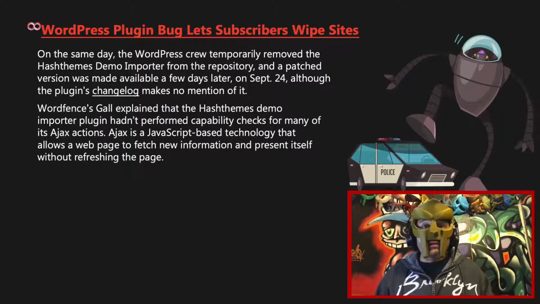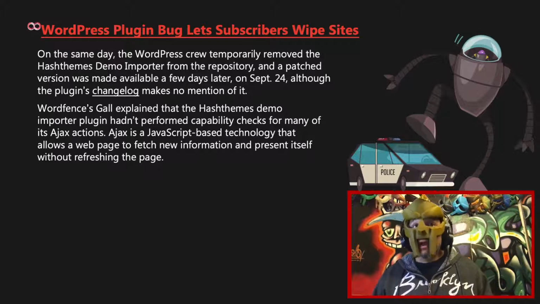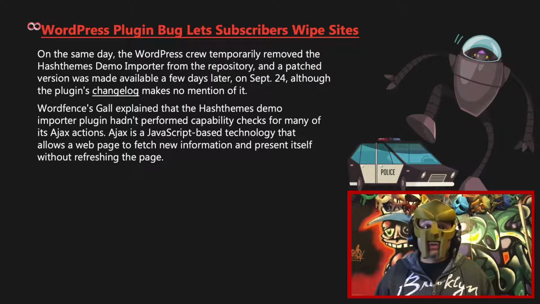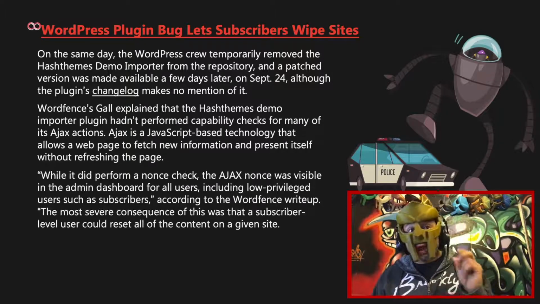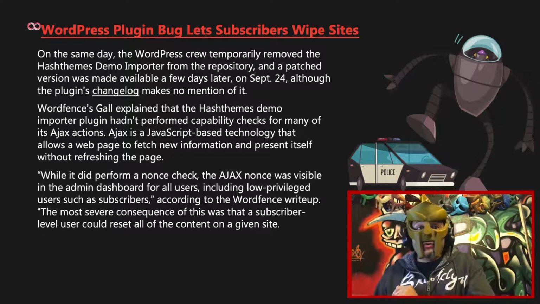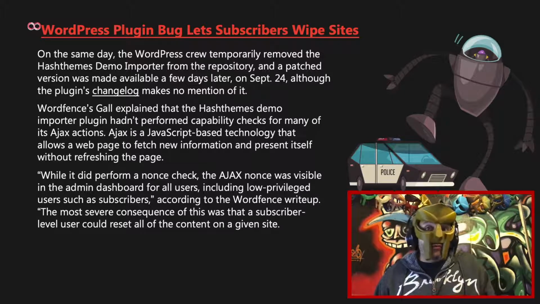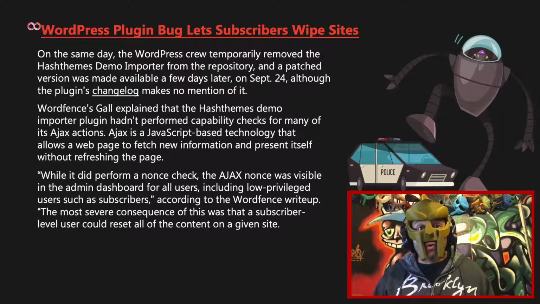Wordfence's Gall explained that the Hashthemes Demo Importer plugin hadn't performed capability checks for many of its AJAX actions. AJAX is a JavaScript-based technology that allows a web page to fetch new information and present itself without refreshing the page. While it did perform a nonce check, the AJAX nonce was visible in the admin dashboard for all users, including low-privileged users such as subscribers, according to the Wordfence write-up.